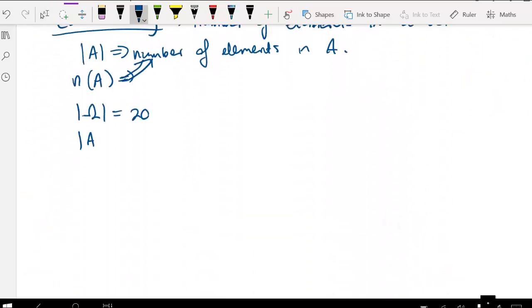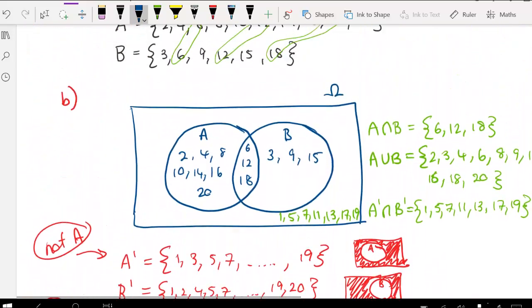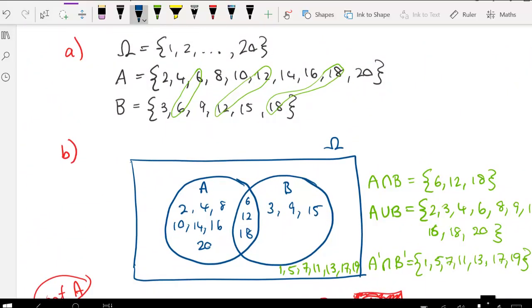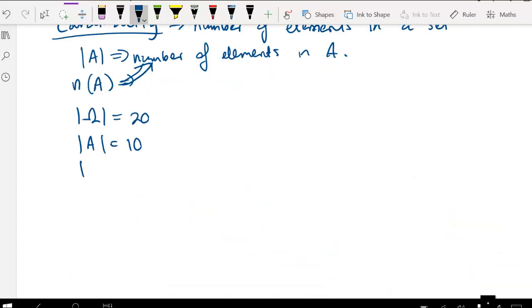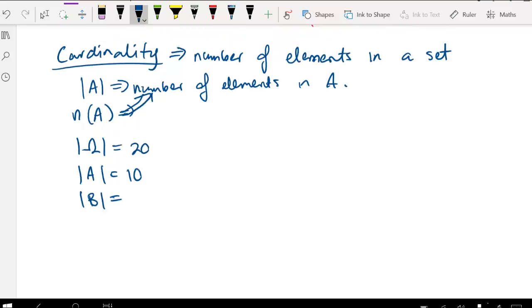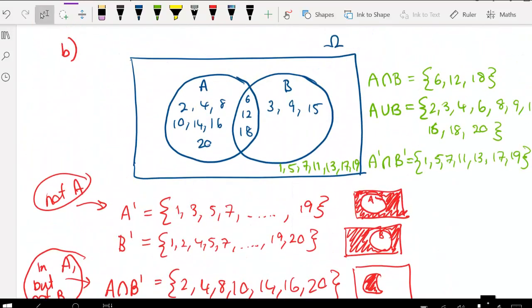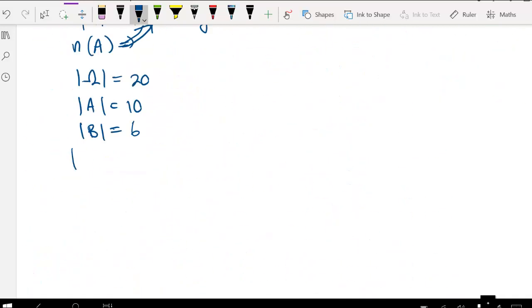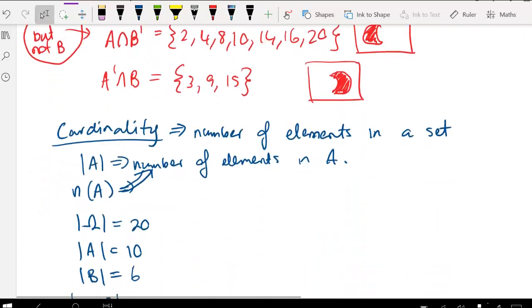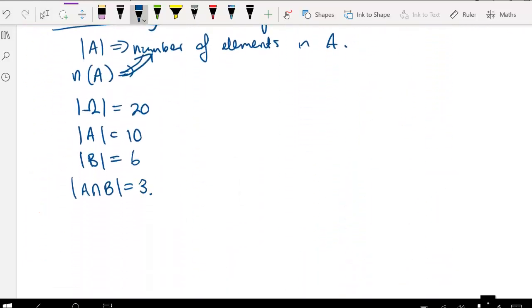If we say the cardinality of A, how many numbers are in A? We're just looking at those even numbers: 1, 2, 3, 4, 5, 6, 7, 8, 9, 10. The cardinality of B would just be those multiples of 3: 1, 2, 3, 4, 5, 6. The cardinality of the union between A and B, so there were 3 values in there, and so on.